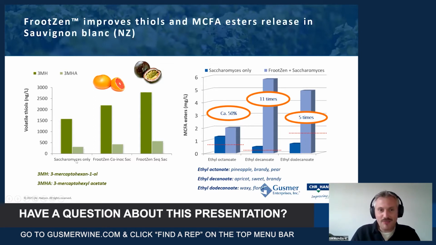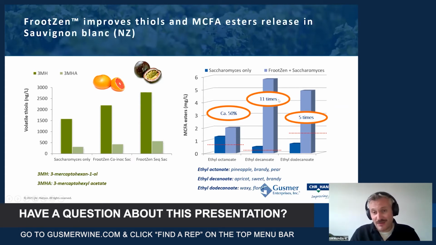So we see here Saccharomyces-only fermentation, but if we add FrootZen, we can add it in co-inoculation, and we can add it in sequential inoculation. We can increase this content significantly. Again, FrootZen is not a strong fermenter. So our application involves that you leave it 1, maximum 2 days alone in the fermenter. It won't produce a lot of ethanol in the meantime. So you then need to add the Saccharomyces promptly.